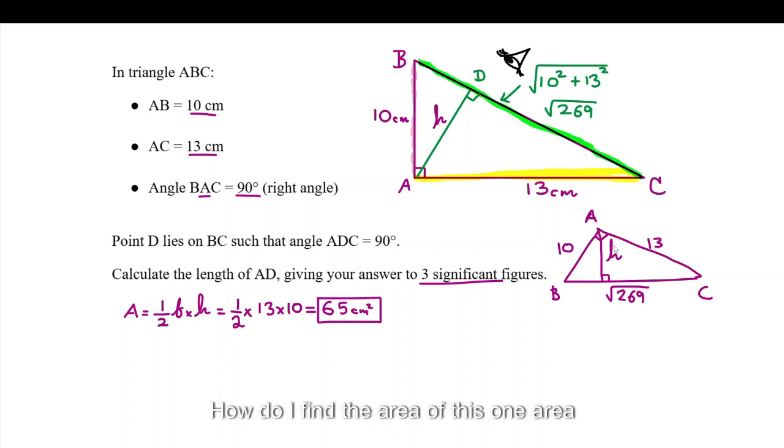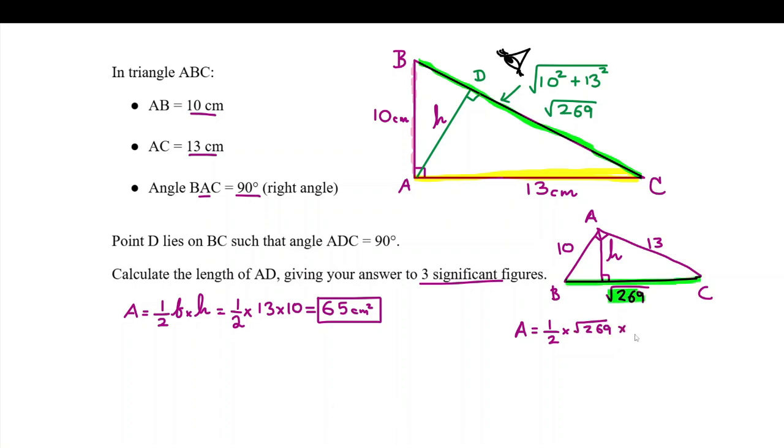Now, how do I find the area of this one? Area is half times base times height. Now, the base here, I'm going to use the same color. See, I'm color coding it the same way. This one here, which I colored earlier with green, I'm doing the same thing here. That's root 269. So that's my base.